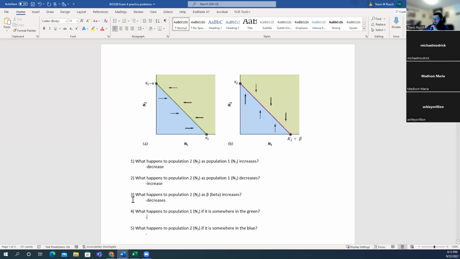And then what happens to population 1 if it's somewhere in the green? So for species 1, we know we're going to be dealing with this figure. We drop it in the green. What happens to the population size? Yeah, it gets smaller, because wherever we drop it, we go to the left until we hit the isocline. It could be down here and hit carrying capacity, or it could be up here and hit a smaller number. So we are overshooting, so we know that we have to go down to the left on the x-axis.